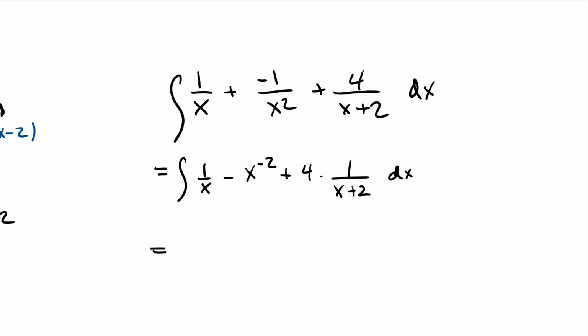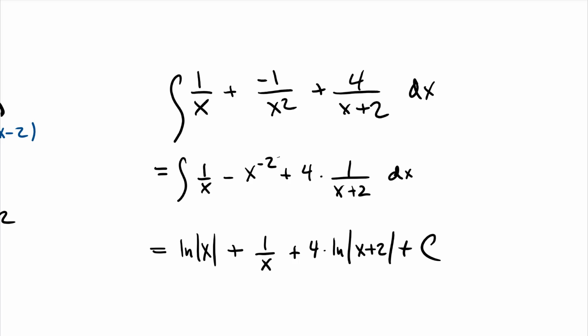All right, so 1 over x, its antiderivative, of course, is natural log of the absolute value of x. This, we're going to add 1 to our exponent, so that's going to become x to the negative first power, and then we need to divide by that number, which is just going to make it positive. Next, we're going to be left with 4 times 1 over x minus 2. That's got to be the natural log of the absolute value of x minus 2, all plus C.